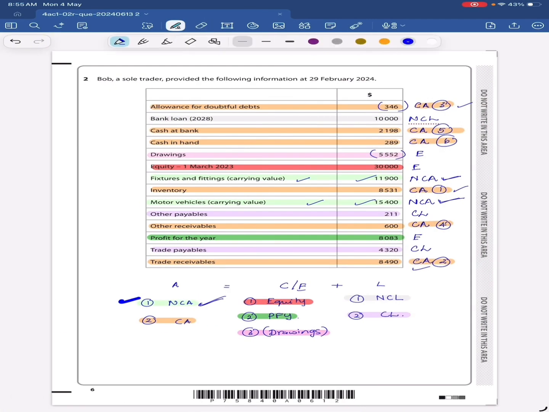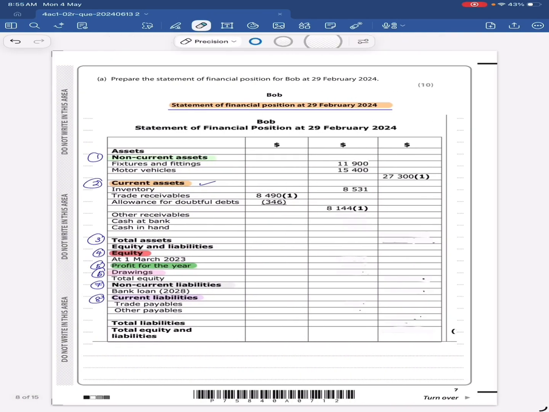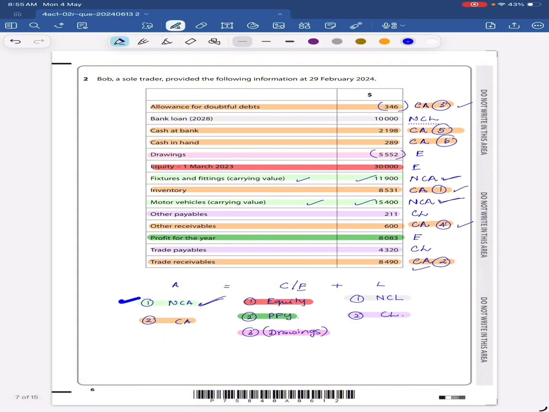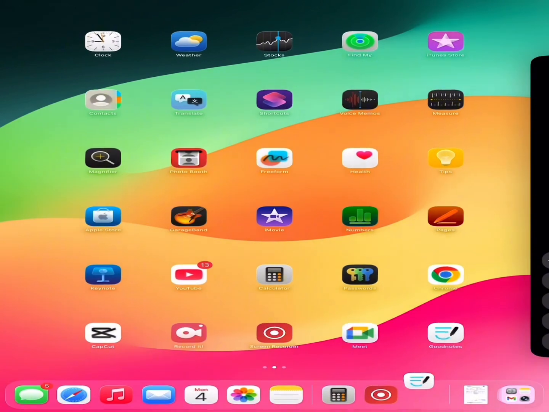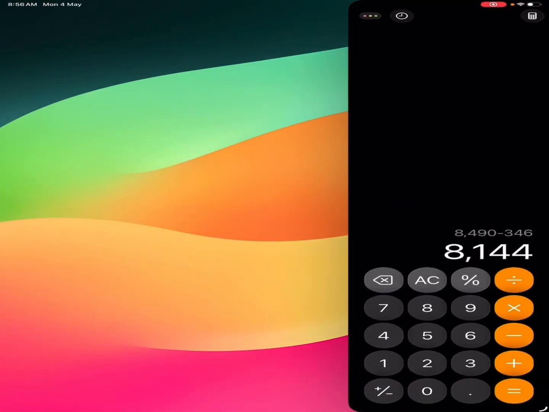And let's see what else is left. We have other receivables 600, followed by cash at bank 2198, cash in hand 289. Now let's total this up.